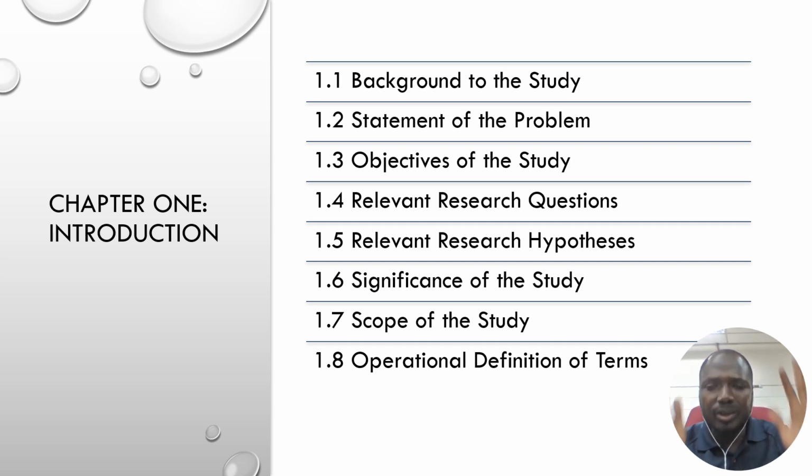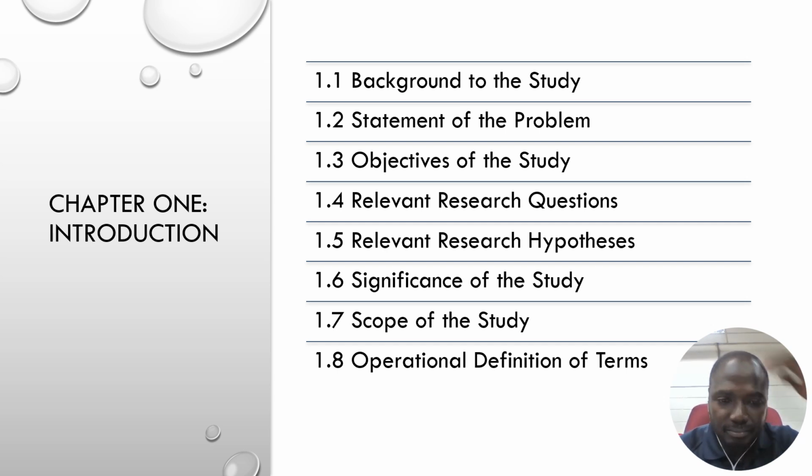So you now tell us clearly, you state the problem, you make a case here. That is the statement of the problem. Then objective of the study. At least at your stage, you're supposed to have at least 3 research objectives.